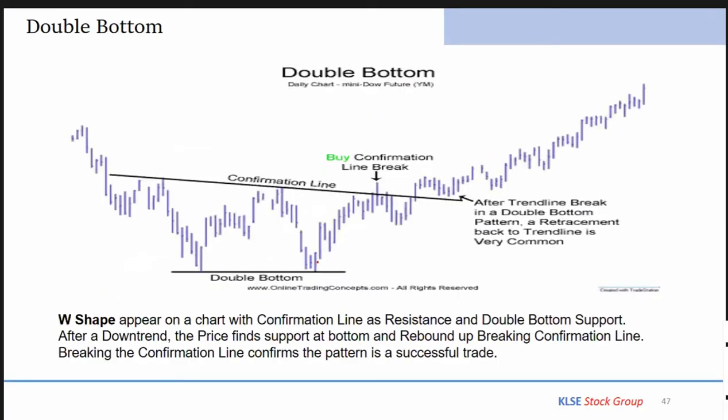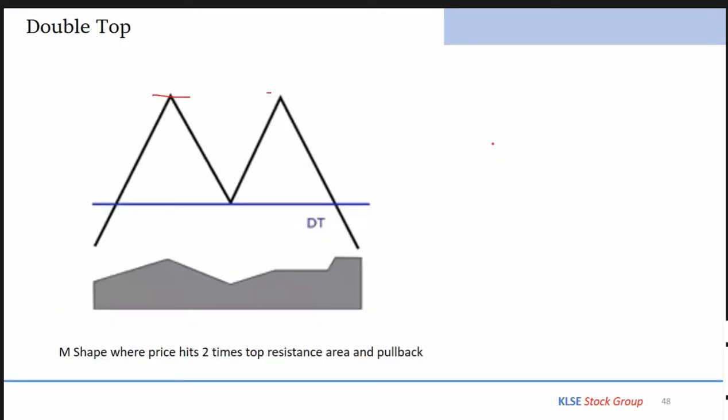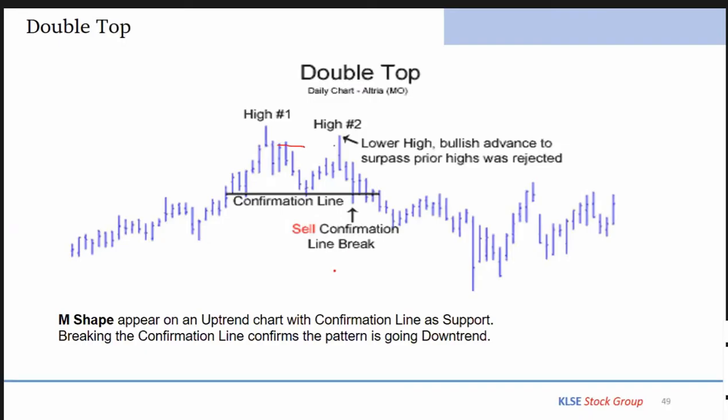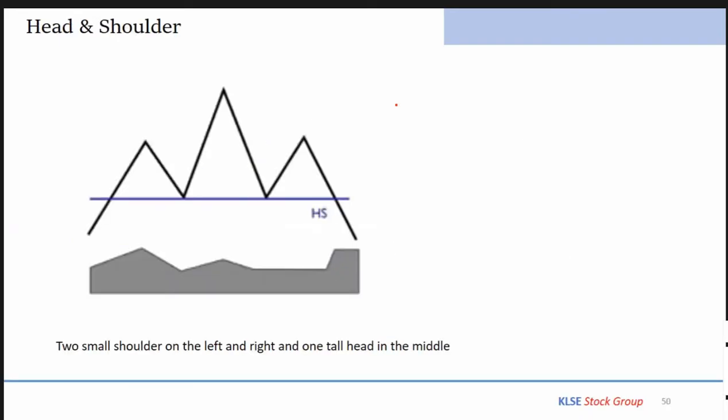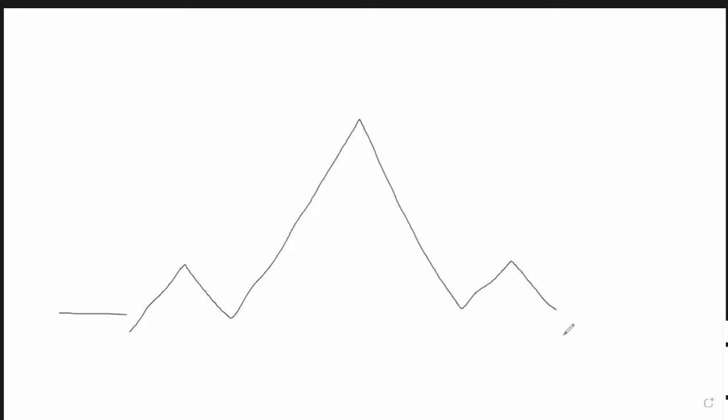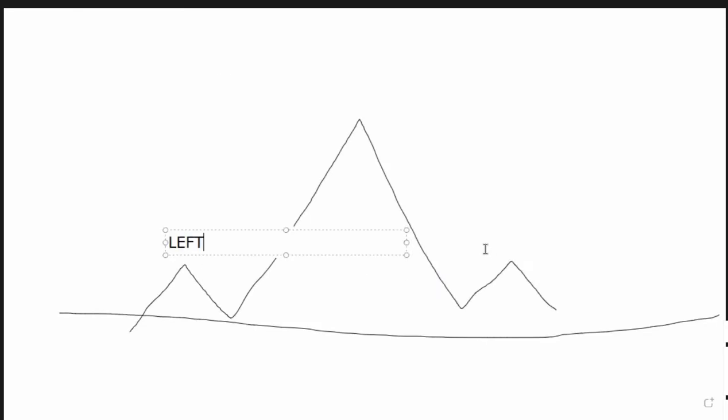Double bottom, right? Double top, right? Double top is an M shape. Okay, M shape is a double top. It's like two mountains, so this is kind of a bearish pattern. It breaks down, then it will go down here. Right? Double top. Head and shoulder. So head and shoulder is also a kind of M shape, right? It looks like this. Okay, this is called a head and shoulder, right? This is the left shoulder, the right, and then the head.